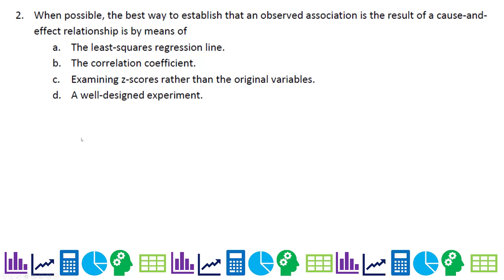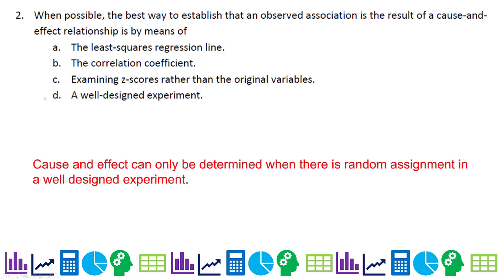Number 2, when possible, the best way to establish that an observed association is a result of a cause and effect relationship is by means of what? So you might be tempted to say, oh, it's a least squares line. No. Cause and effect we only determine with random assignment in a well-designed experiment. So even though this is the assignment with least squares line, that doesn't mean that's automatically the correct answer.